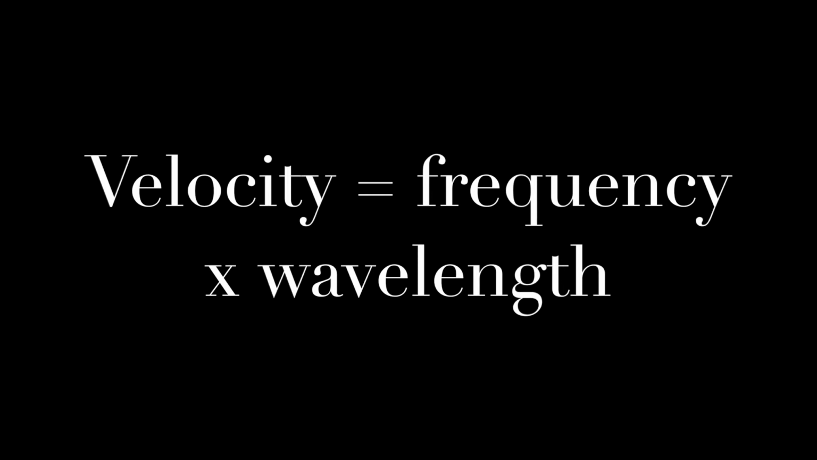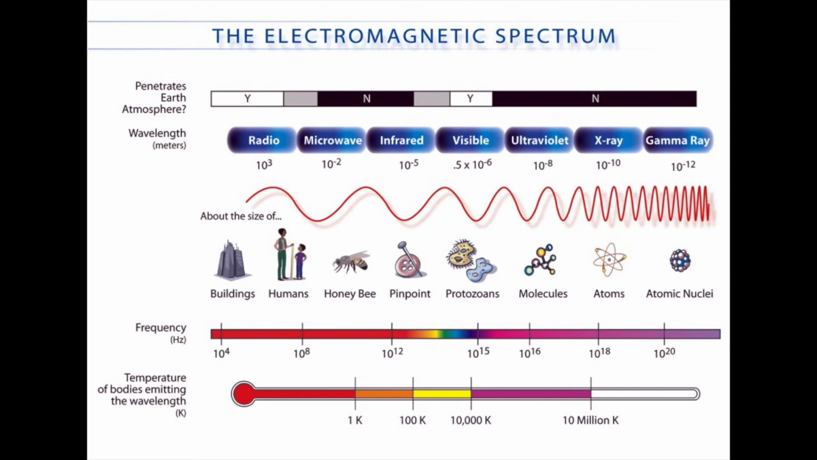So the way you work out the speed of electromagnetic waves is by velocity equals frequency times wavelength. I would highly recommend you know that, and you can rearrange that to make wavelength equal to velocity divided by frequency, and frequency equal to velocity divided by wavelength. But you've got to remember that velocity is measured in meters per second, frequency is measured in hertz, which is Hz, and wavelength is measured in meters. So do remember that, that's very useful, and you can work out either velocity, frequency, or wavelength.